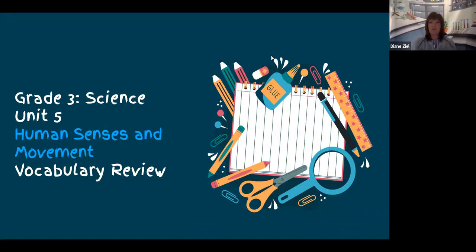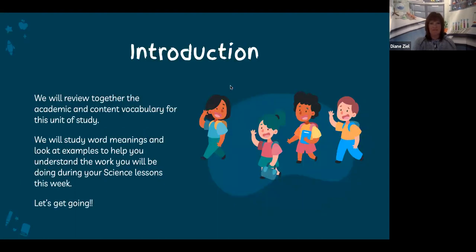Today you will begin your new unit, Unit 5, on the human senses and movement. So today we'll review some important vocabulary words that will be included in today's lesson. We will review together the academic and content vocabulary for this unit of study. We will study word meanings and look at examples to help you understand the work you will be doing during your science lessons this week.